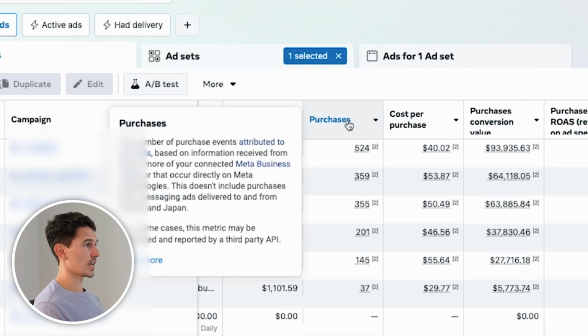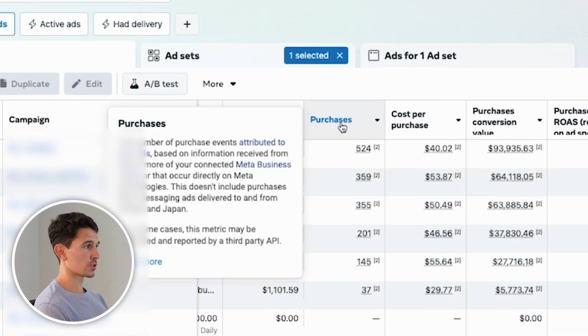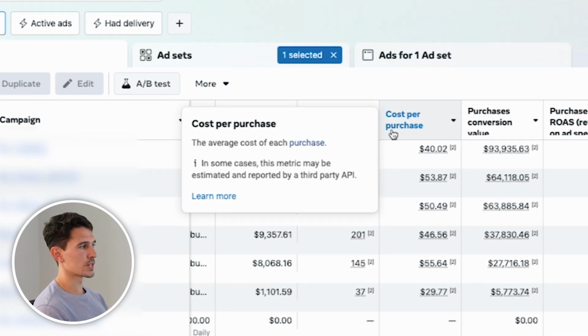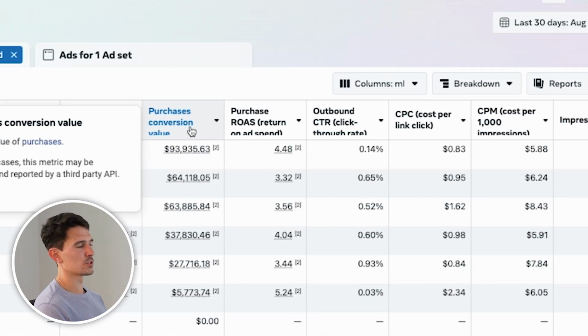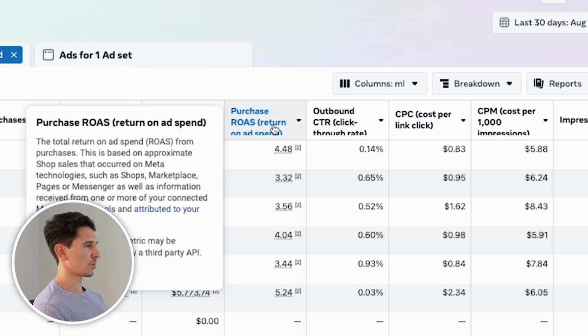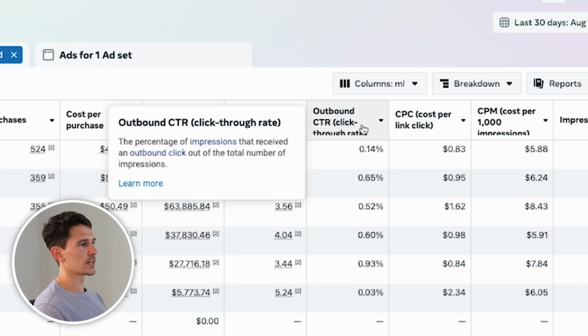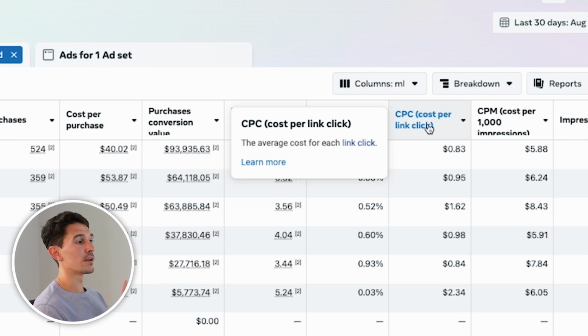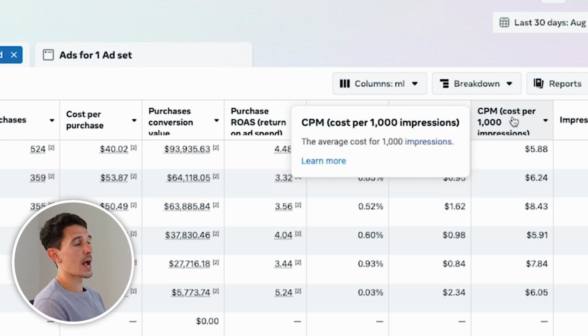Next, purchases. I like to have the core, so in this case, the purchase, and then I have the cost per purchase next. Purchase conversion value, which is basically your revenue. Purchase ROAS, or return on ad spend. Link click-through rate, followed by cost per click, but not cost per click all. It should be cost per link click. That's very important. CPM is really a measure for how expensive advertising is for you, really based on how great their brand is and how effective their marketing is.